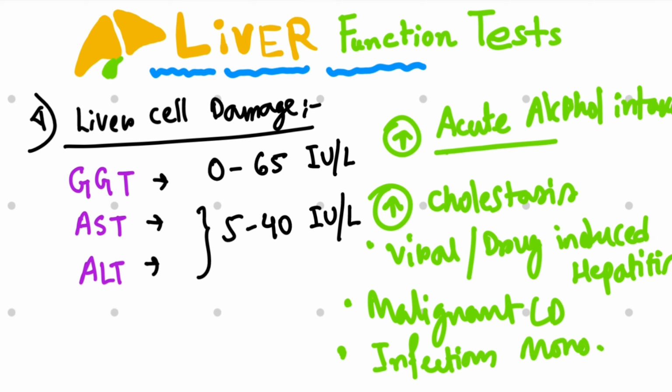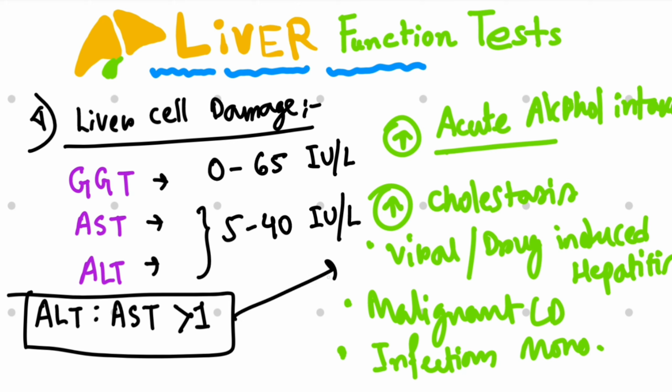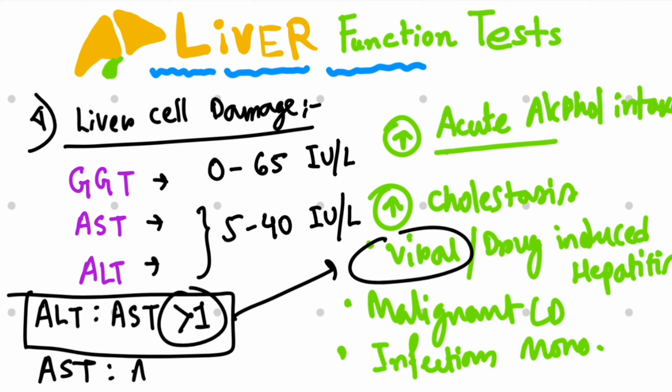These enzymes are raised. Now one important fact, if you make a ratio of ALT to AST and it is found to be more than 1, the cause of this rise in these enzymes is most probably due to viral etiology. And if you take the ratio of AST to ALT and if it is more than 1, then it suggests alcoholic liver disease.